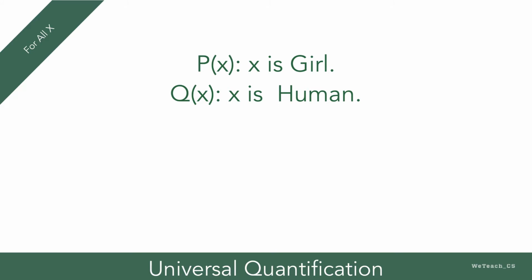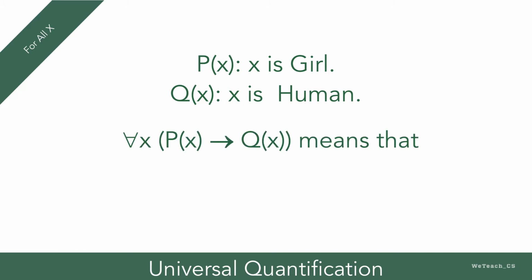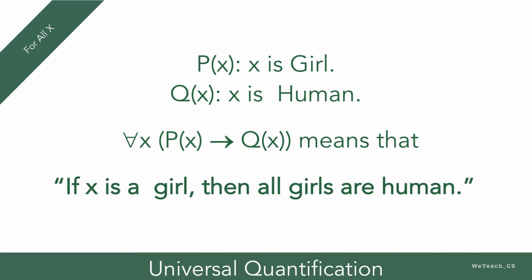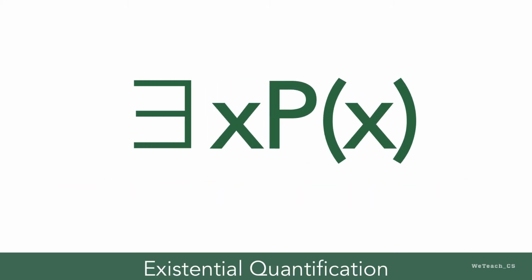Now, look at this example. P of X is a girl and Q of X is human. Can you answer this statement? If X is a girl, then all girls are human. In other words, all girls are human.